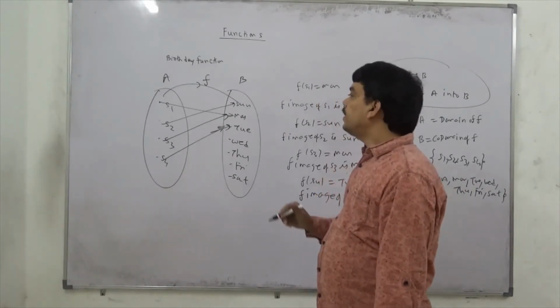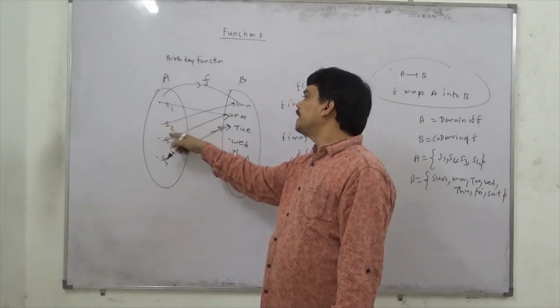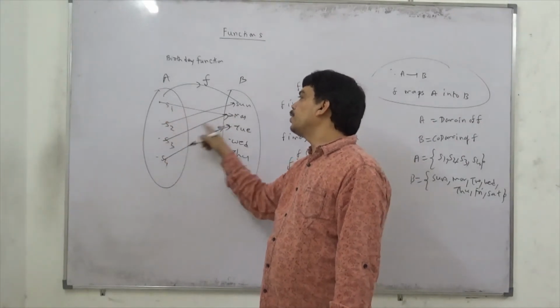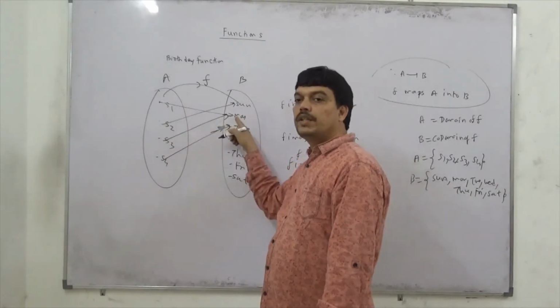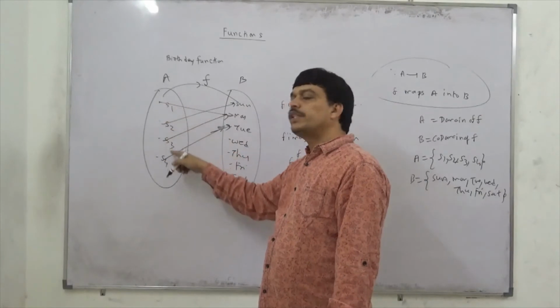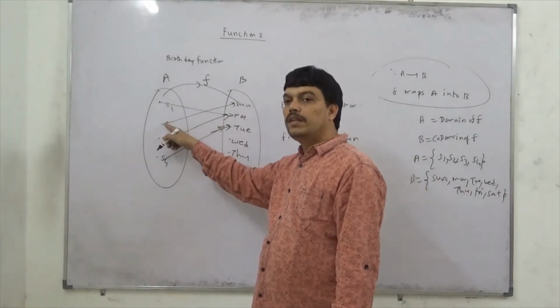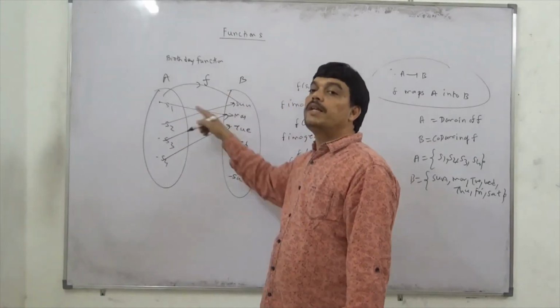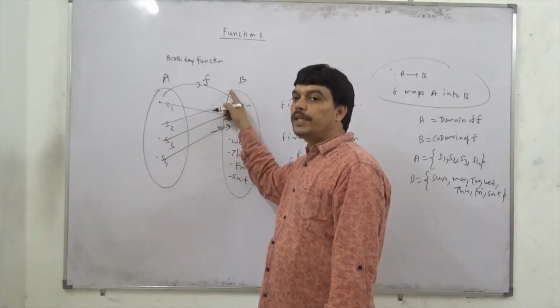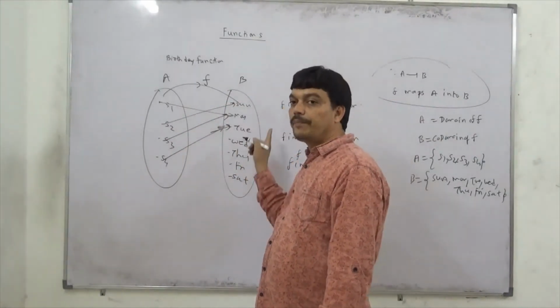So you can see that two or more elements can have the same f image. Like S1 and S3 are related to Monday, which means these two have the same f image. So every element of set A should definitely have some image in B, and two or more elements of set A can have the same f image in B. But one element of A cannot have more than one image in B. So this is the criteria.